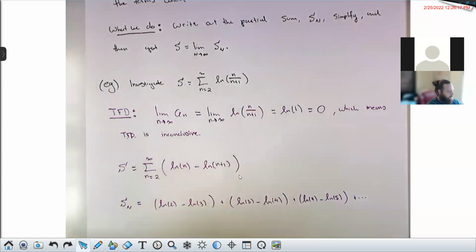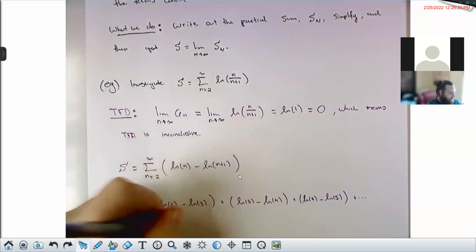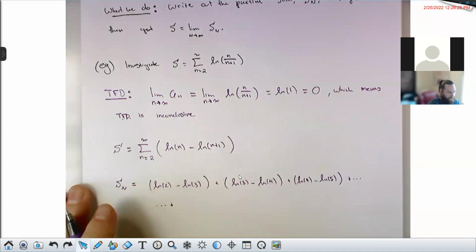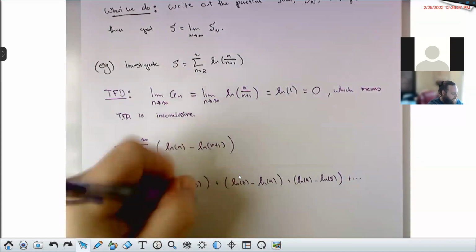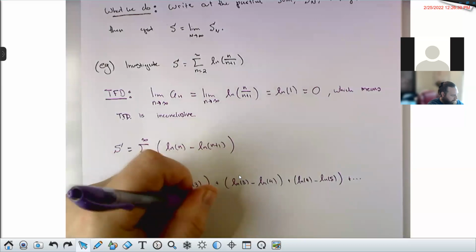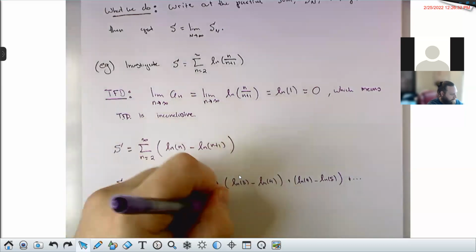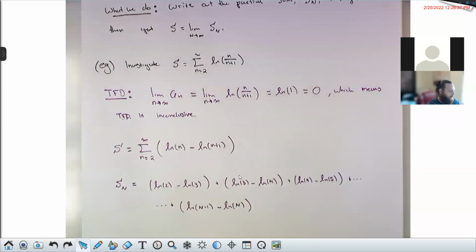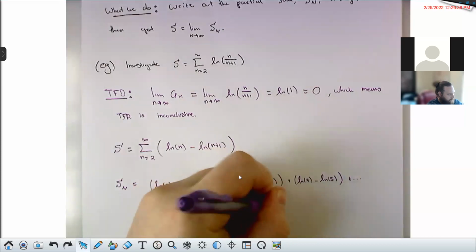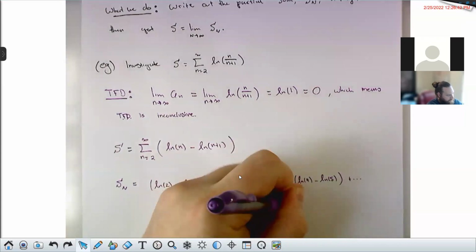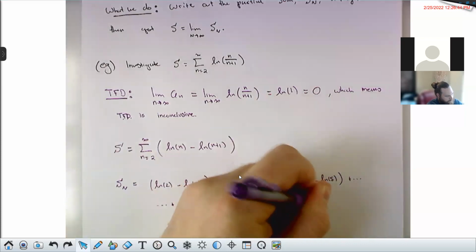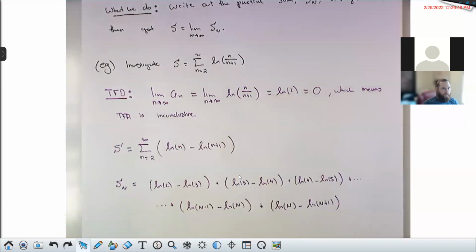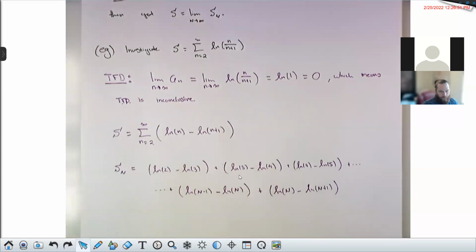This is the nth partial sum though, so this series doesn't go on forever. It has a few terms at the end and then it stops. If I take little n to be capital N minus 1, the second to last term in the partial sum is the natural log of capital N minus 1 minus the natural log of capital N. And the last term in this partial sum is the natural log of capital N minus the natural log of capital N plus 1. That is the capital N partial sum.